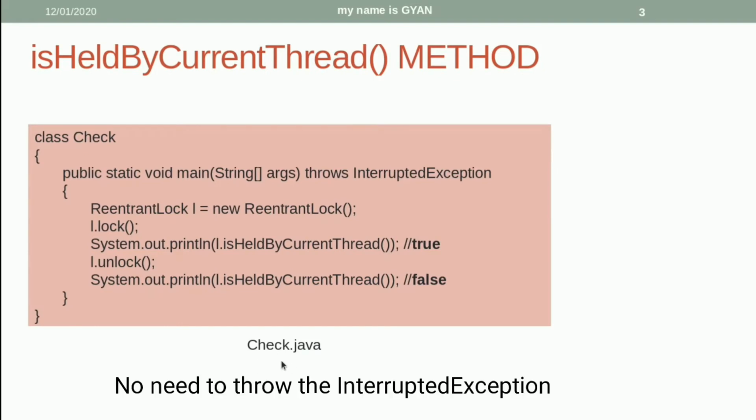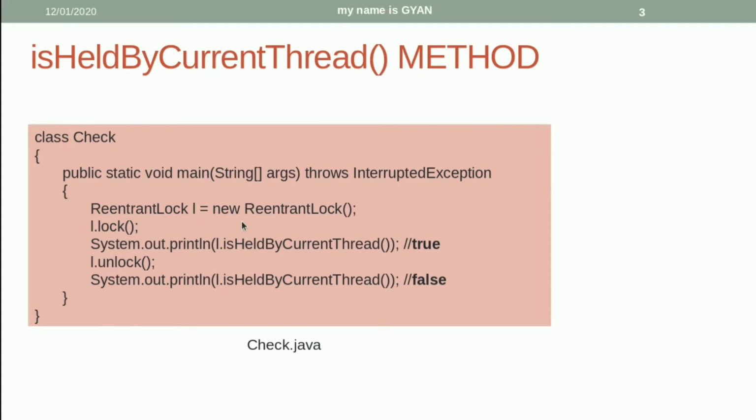Here we have the Java file check.java. In check.java we have the class check. In the class check we have the method main. In the method main we are creating a new object of type ReentrantLock. Then we are calling the lock method by using the reference variable L. By doing this, the current thread got a lock on the ReentrantLock object.